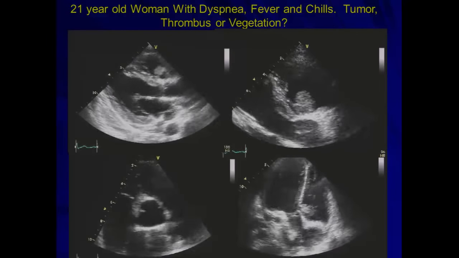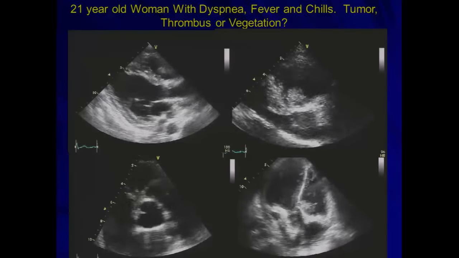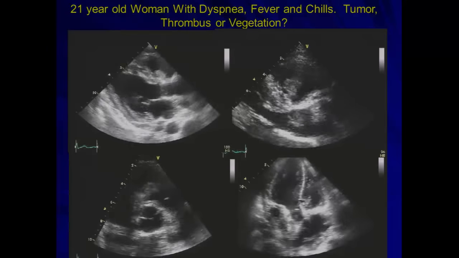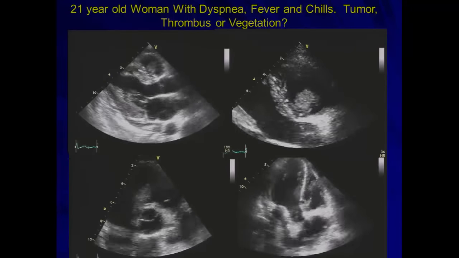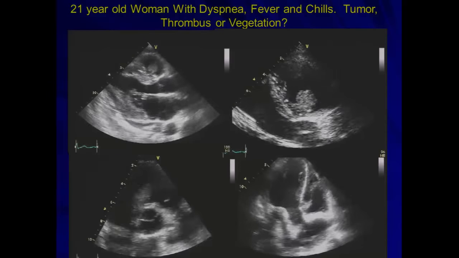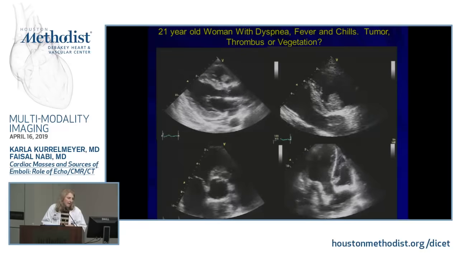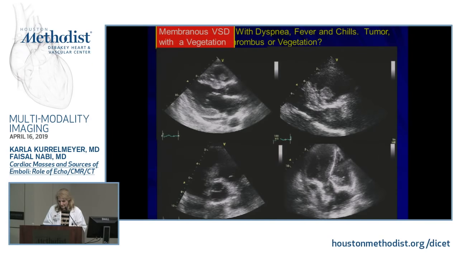But the money shot is actually that apical long axis, because you can see that there's a little membranous ventricular septal defect. And on the low side of that membranous ventricular septal defect is this mass. And with this clinical picture, this tells you that this is endocarditis. And this lady actually was using IV drugs, and this turned out to be staph and was also present in her lungs. It had embolized to her lungs.